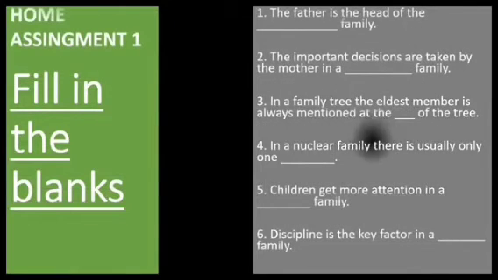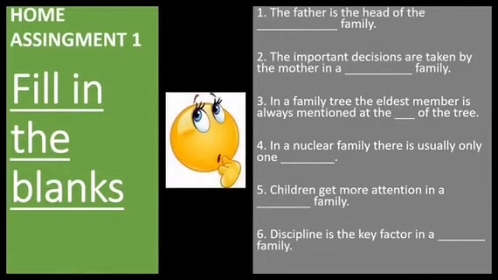Let's do a home assignment, children. Fill in the blanks. Number 1. The father is the head of the dash family. Number 2. The important decisions are taken by the mother in a dash family. Number 3. In a family tree, the eldest member is always mentioned at the dash of the tree. Fourth, in a nuclear family, there is usually only one dash. Fifth, children get more attention in a dash family. Sixth, discipline is the key factor in a dash family.